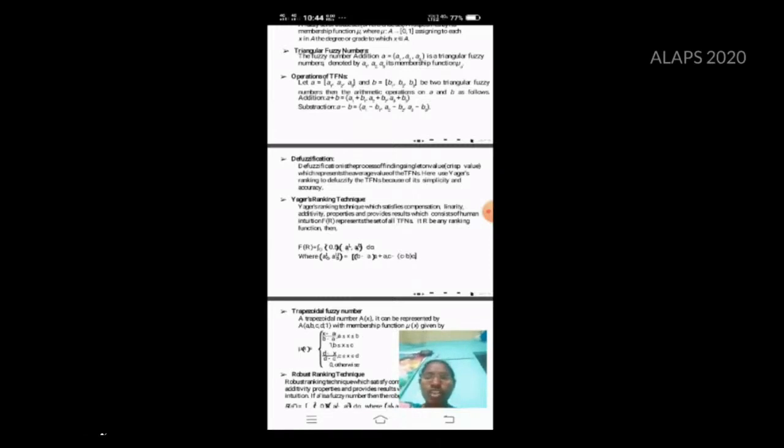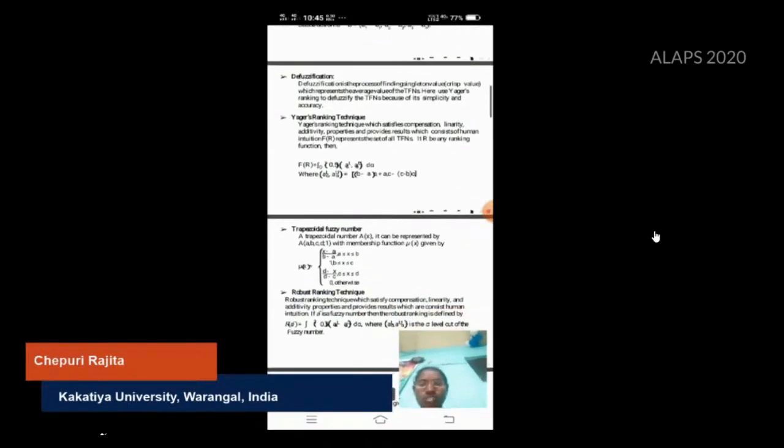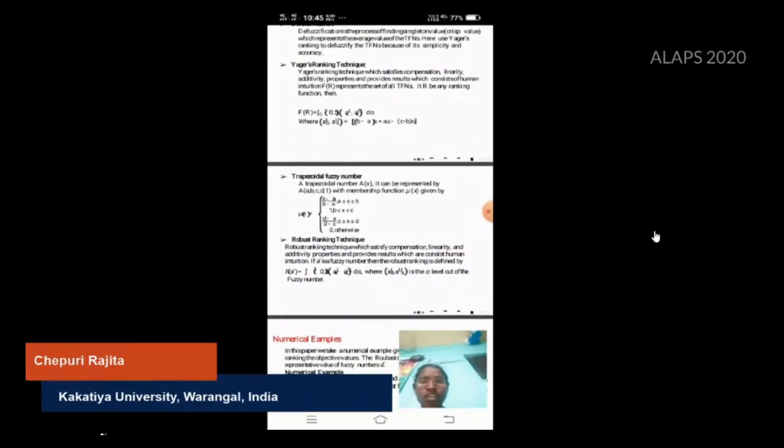Agas ranking technique. The Agas ranking technique satisfies compensation, linearity, and additivity properties, and provides results consistent with human intuition. F of R represents the set of all triangular fuzzy numbers. The robust ranking function is R of A equals the integral from 0 to 1 of 0.5 times (A alpha power L, A alpha power U) d alpha, where alpha is the alpha level cut of the fuzzy number. Trapezoidal fuzzy number: a trapezoidal fuzzy number A of x can be represented by a membership function mu of x.